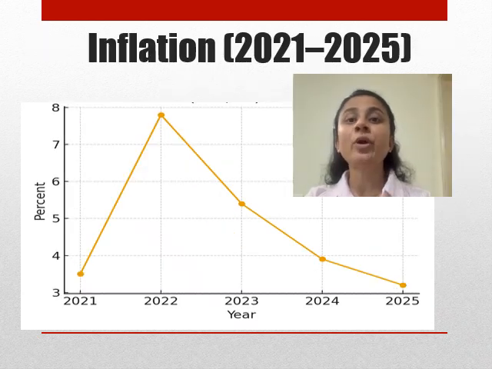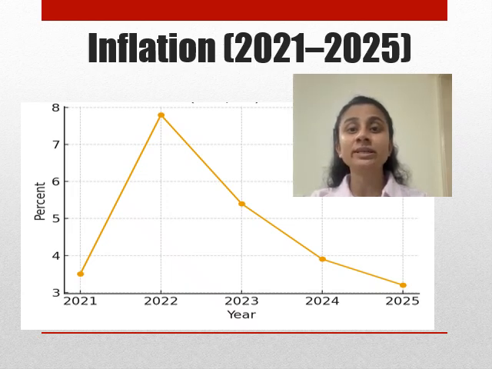Inflation peaked at 7.8% in late 2022, driven mainly by higher energy prices, supply shortages, and housing costs. Although it gradually declined to around 3 to 4% by 2025, it remained above the Reserve Bank of Australia target range of 2 to 3%. The sharp increase in living costs eroded purchasing power and caused real wages to fall, leaving many households worse off even as employment remained strong.